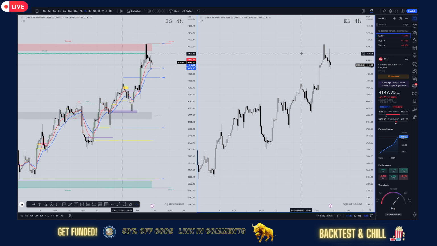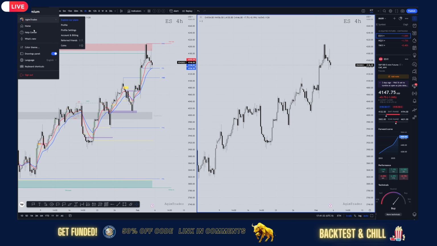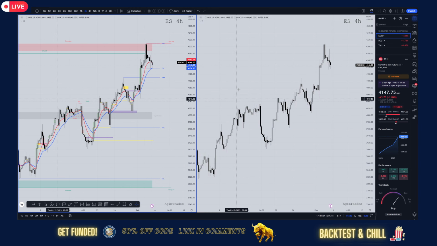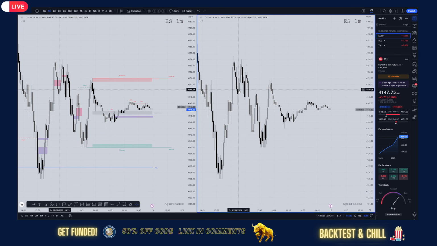So I emailed TradingView support, and it seems that they have this new feature about more intraday data in bar replay. However, it doesn't seem to work for the continuous contract, in this case for the S&P futures. So I believe they said I have to use something else. I'm going to try that out because I'm looking for the 1 minute time frame.